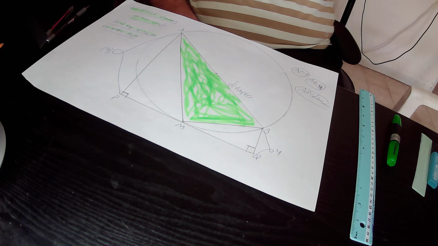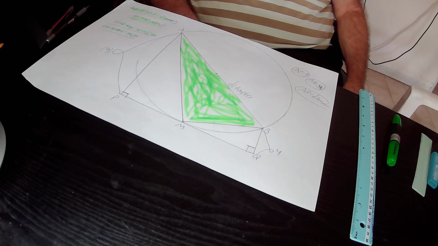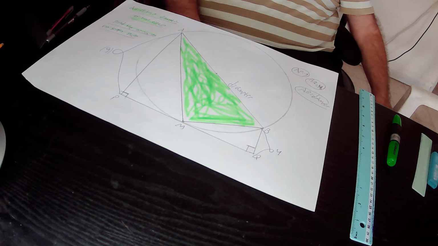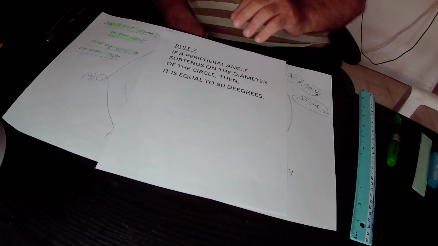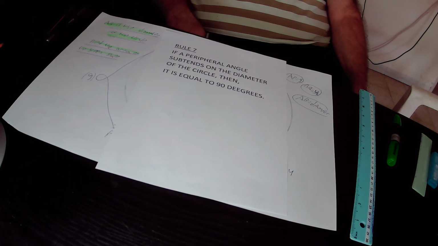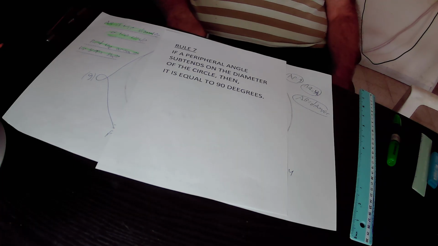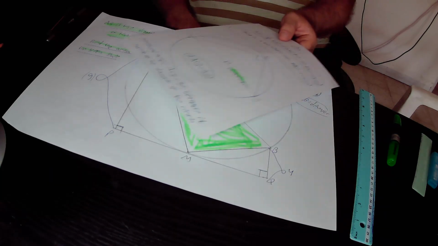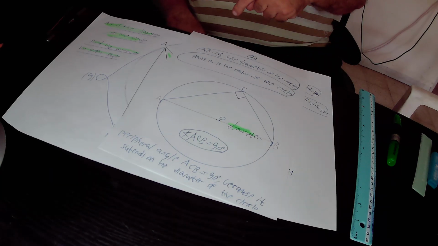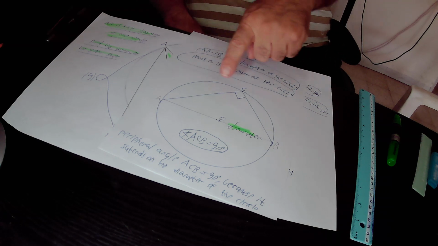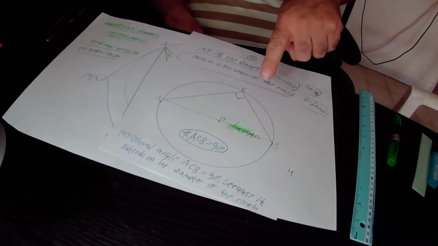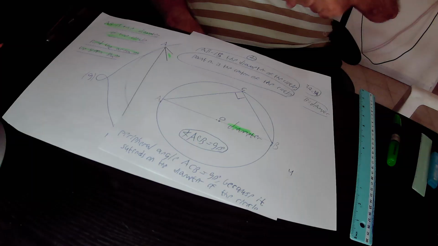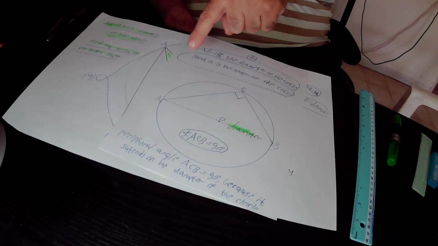So first of all, we can implement rule 7. Quickly, rule 7: if a peripheral angle subtends on the diameter of the circle, then it is equal to 90 degrees in its size. Here we have a circle. AB is the diameter of the circle. This is peripheral angle ACB. It subtends on chord AB, which is the diameter of the circle, and therefore, according to rule 7, peripheral angle ACB equals 90 degrees in its size.